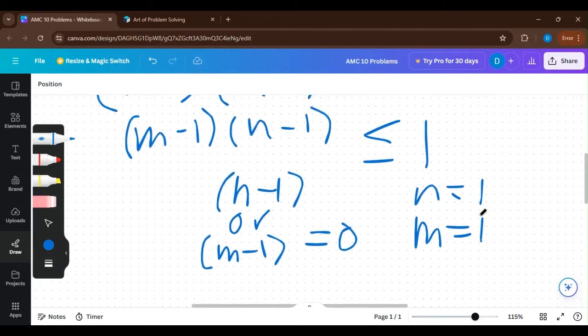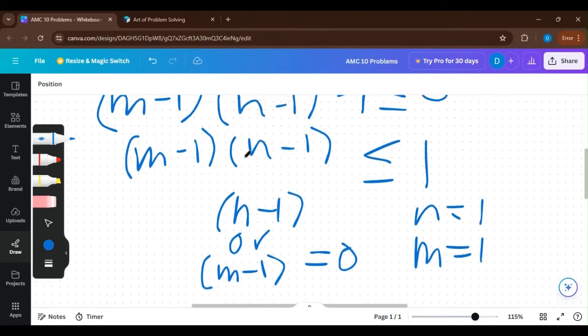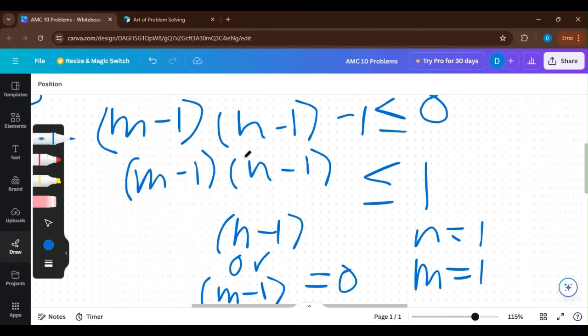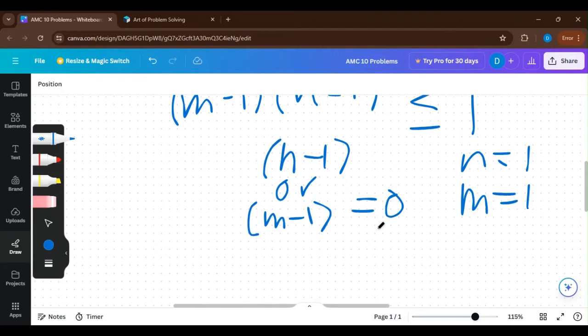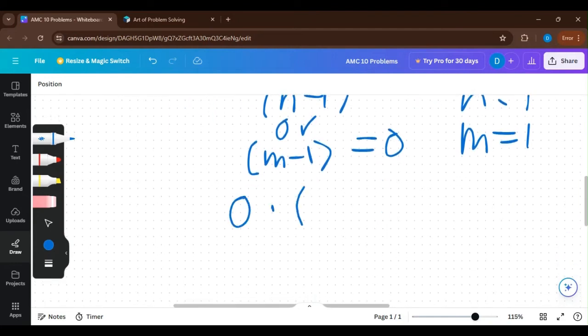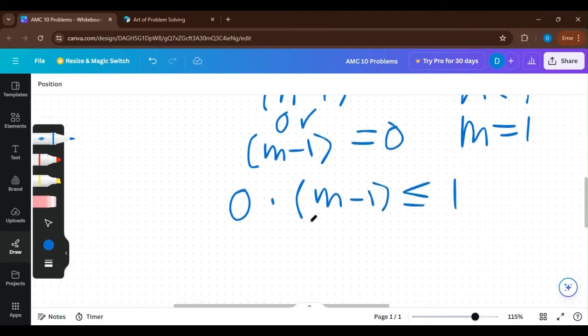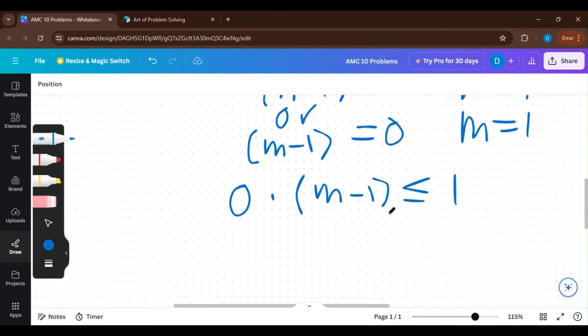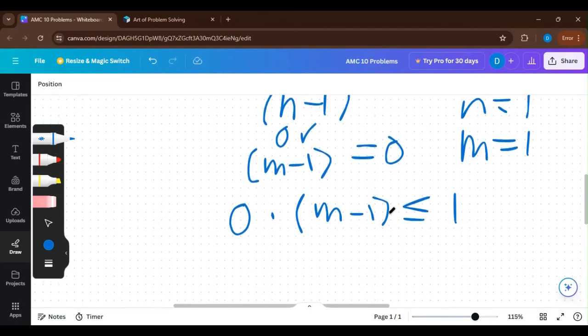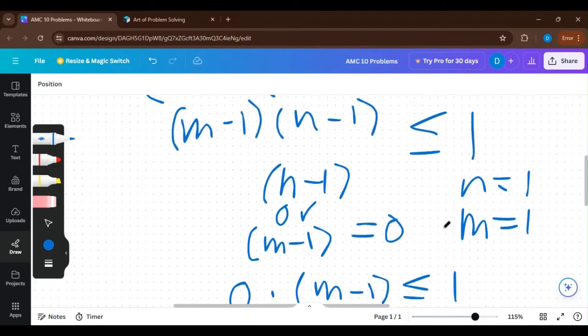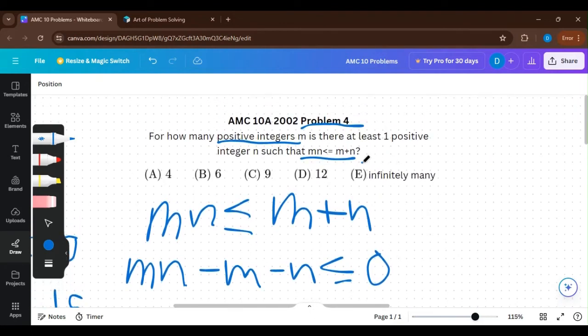If n is 1, then it would be 0 multiplied by m minus 1. That means m could be anything, because whatever m is, it really doesn't matter, since it's just going to be multiplied by 0. So it's 0 times (m minus 1), which is less than 1. So m can really be anything, which means there is an infinite amount of solutions, and it still equals 0, which is less than 1, which satisfies the inequality. So we have infinitely many solutions.